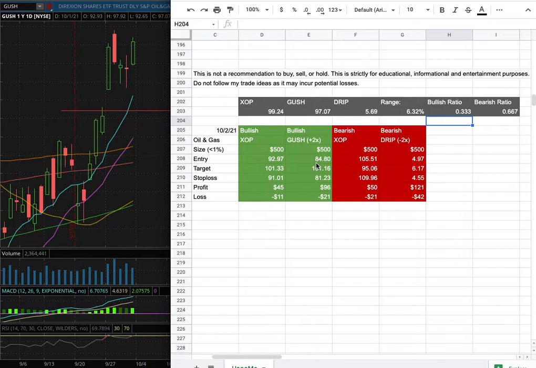My entry is at $84.80, and that is this range here. My sell target is at $101.16. My stop loss is at $81.23.